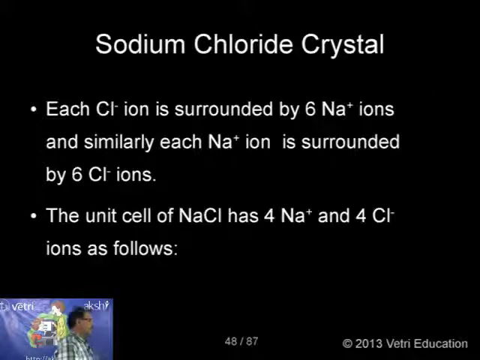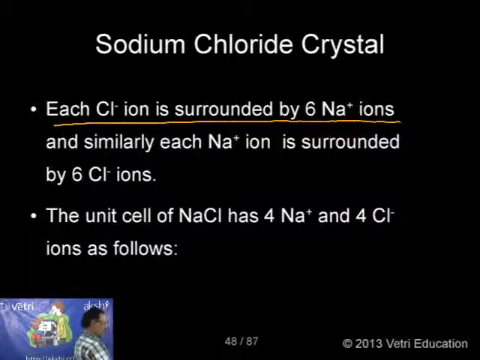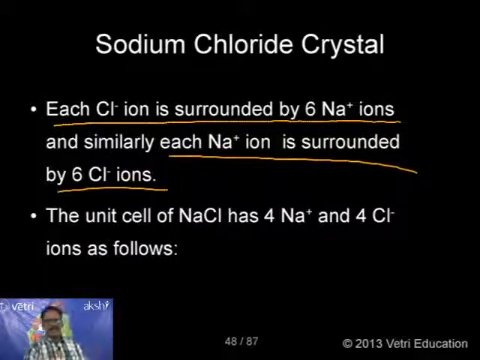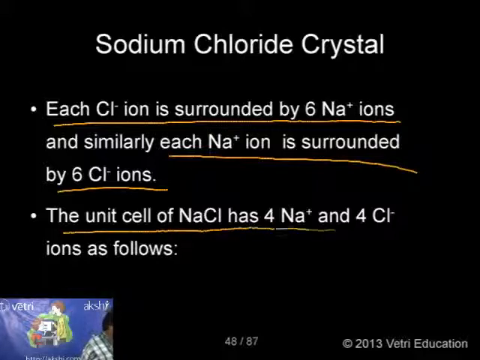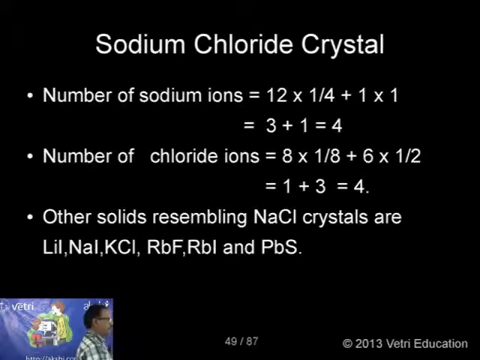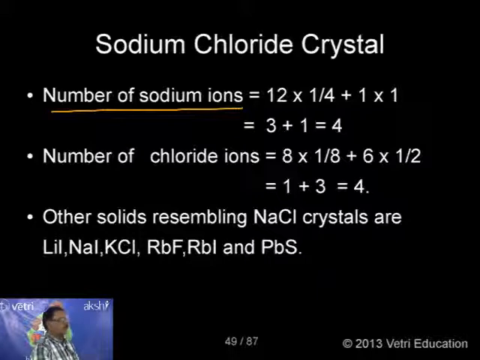Now, each chloride ion is surrounded by 6 sodium ions, and similarly, each sodium ion is surrounded by 6 chloride ions. This is another characteristic. Thus the unit cell of sodium chloride has 4 Na+ and 4 Cl- ions, as follows. How? Let me calculate and see. Just see here, I am calculating. The number of sodium ions present in the sodium chloride crystal, how to calculate?